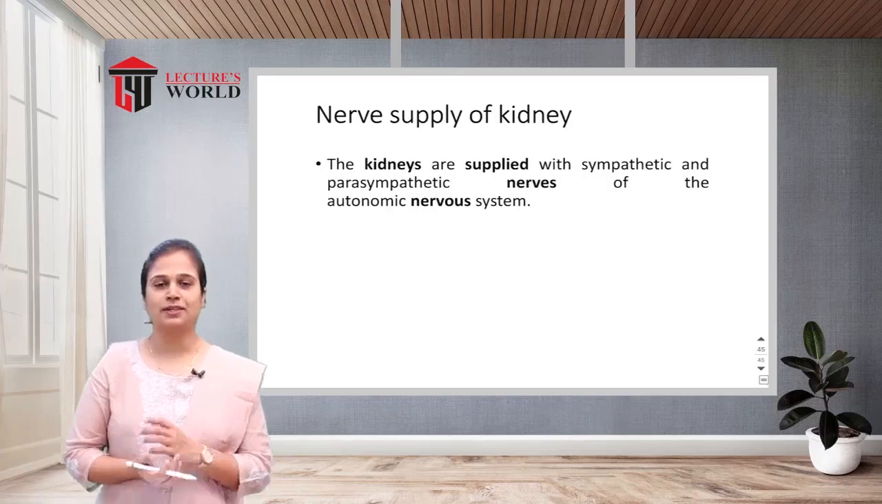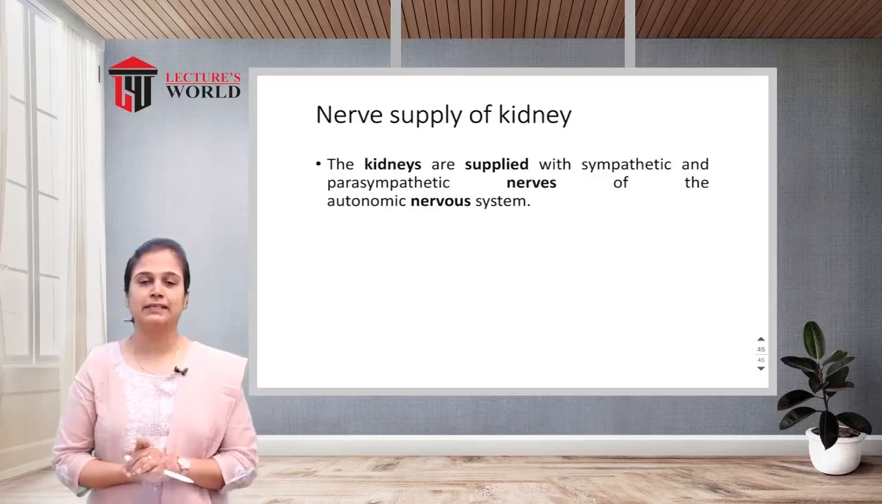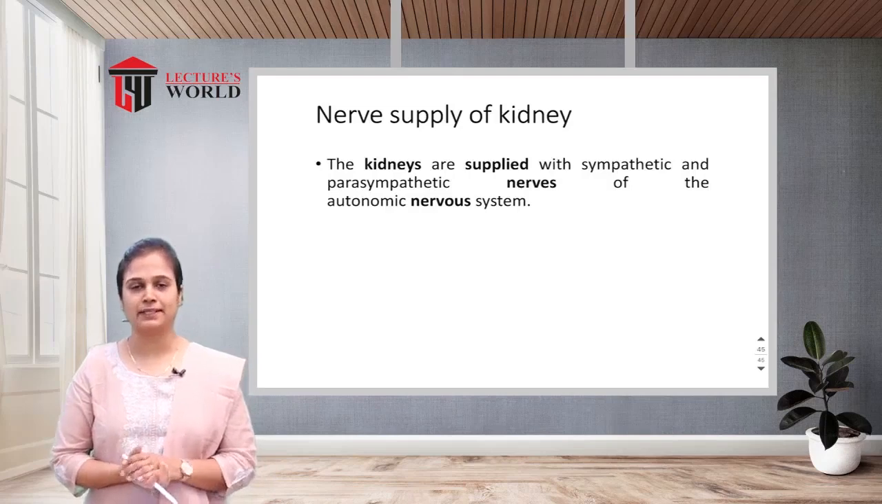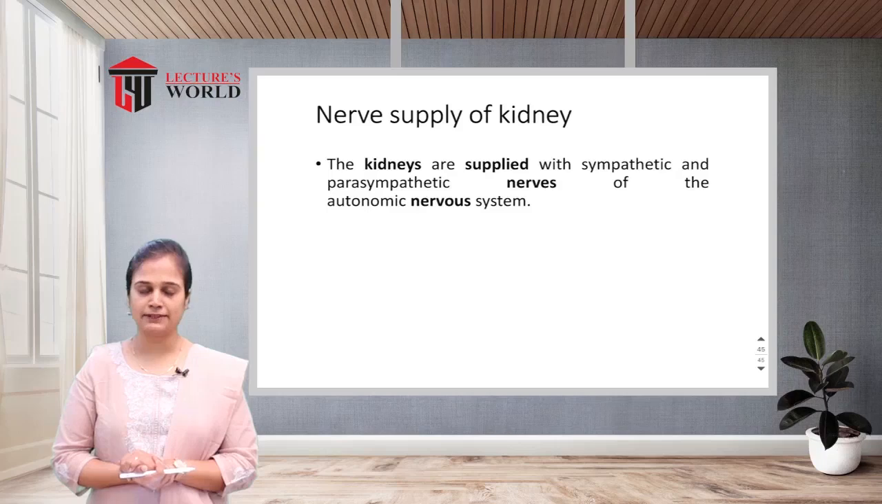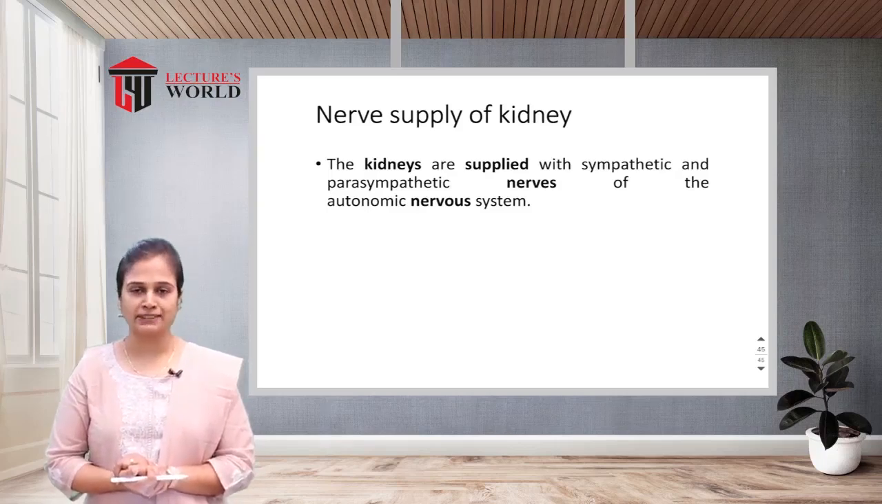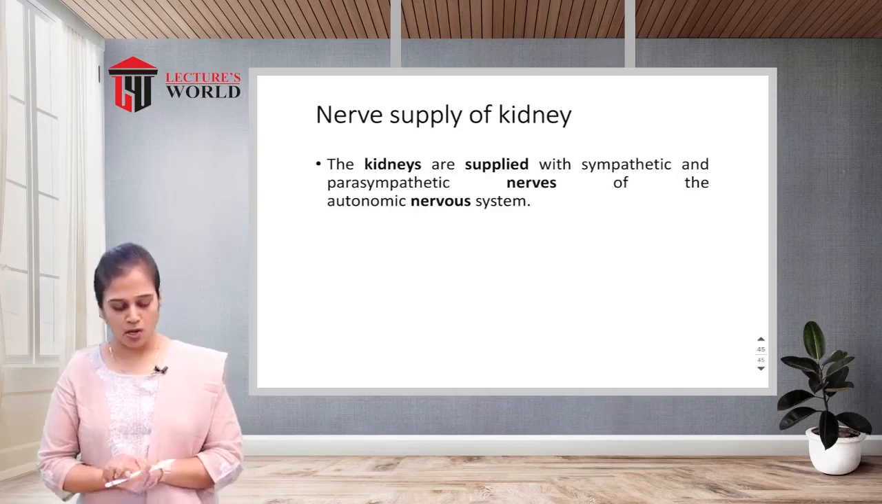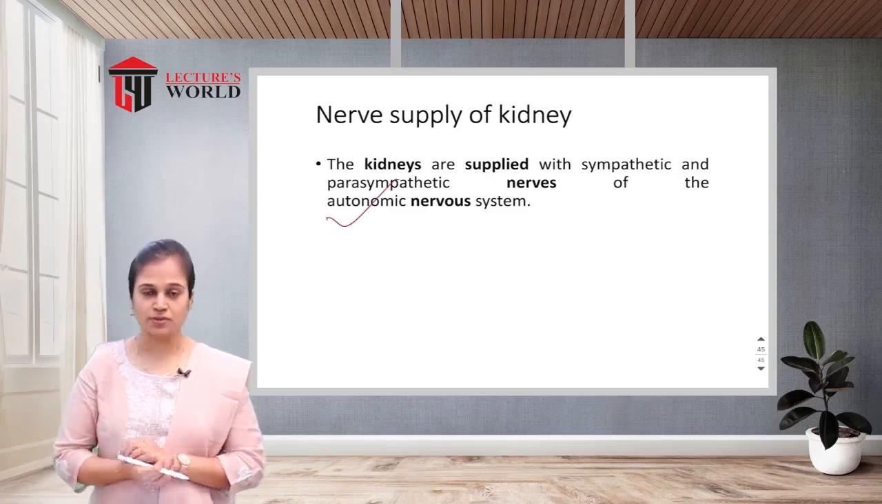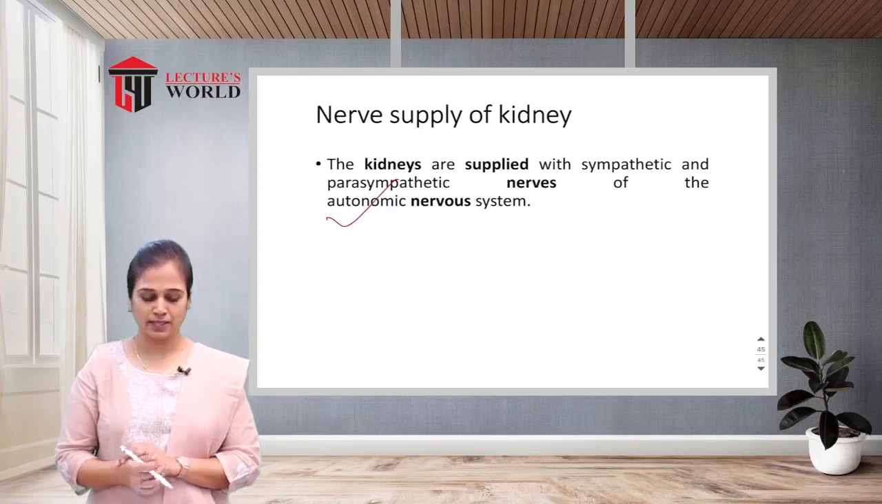Now we will talk about the nerve supply of the kidney. Kidneys are supplied by the sympathetic and the parasympathetic nerves of the autonomic nervous system. It is supplied by both the sympathetic and the parasympathetic, which are parts of the autonomic nervous system. So this is about the nerve supply of the kidney.